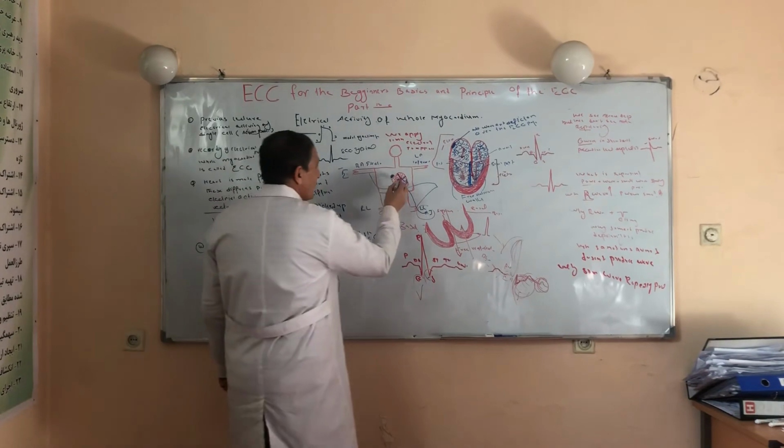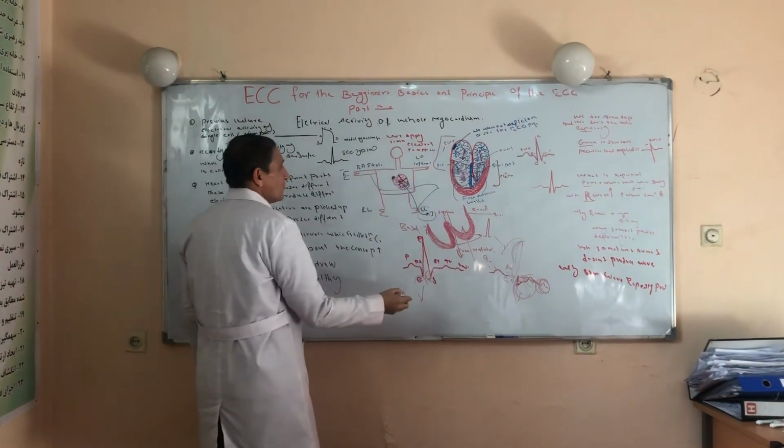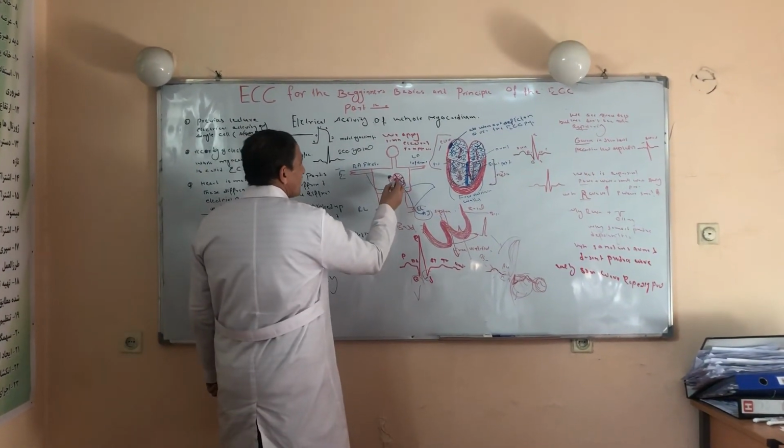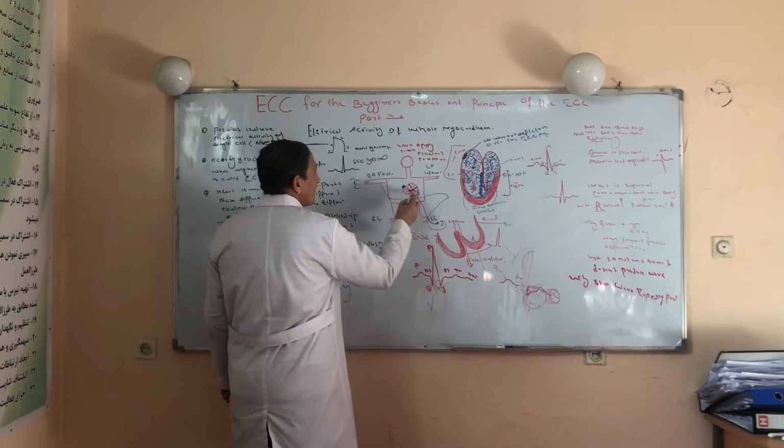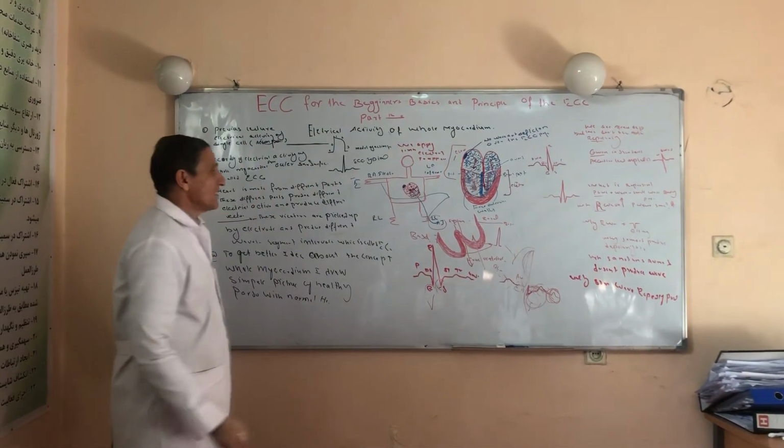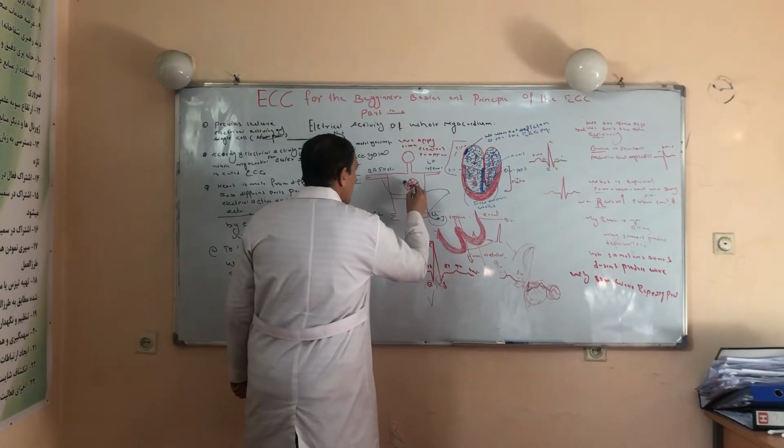After the right atrial depolarization, we will go to the left atrial depolarization. This is also like the right atrial depolarization: it produces a first group of cells, a second group of cells, and a third group of cells. Finally, the atrium is depolarized. This is also shown by a vector.